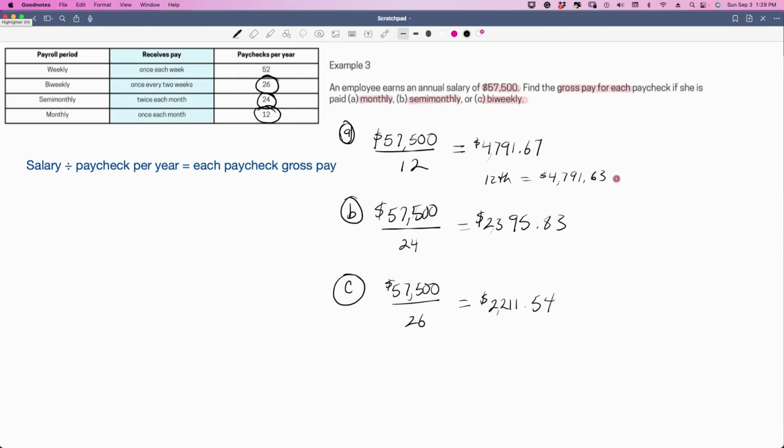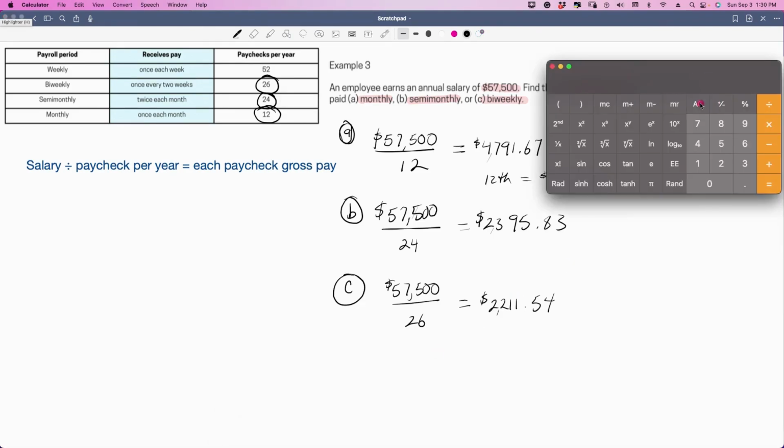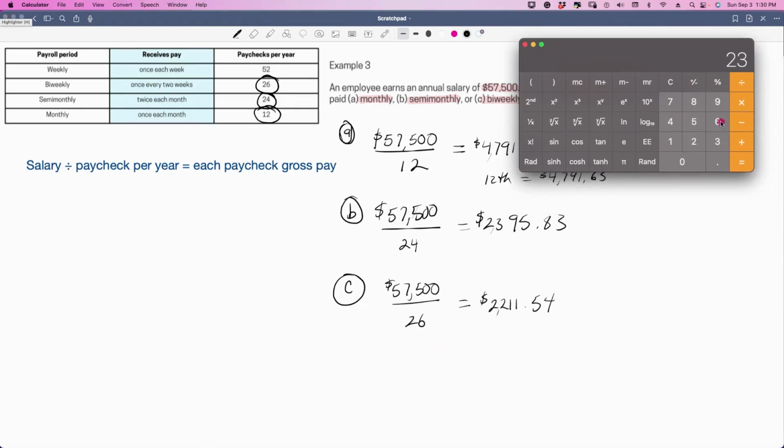Or usually the last paycheck. Sometimes they'll make that in the first paycheck. So the first paycheck is 63 cents and the other paychecks are 67 cents. But they will make any adjustments in one of the other, typically the last one. So let's see what her final paycheck would be for semi-monthly. So we would take this and we would say 2395.83 times 24.